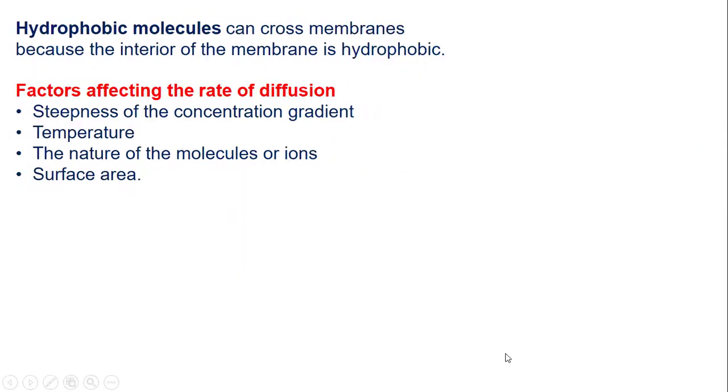So we have factors that affect diffusion. And the first factor is what we call steepness of the concentration gradient. Here we are looking at the difference in concentration of the substances.